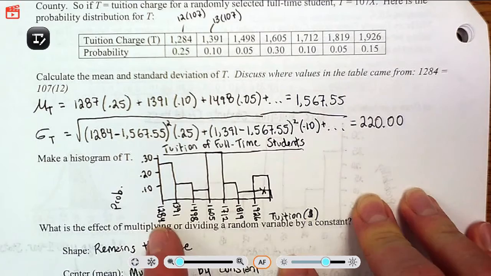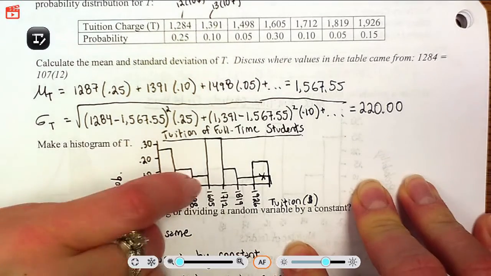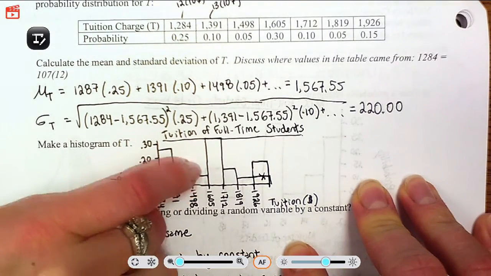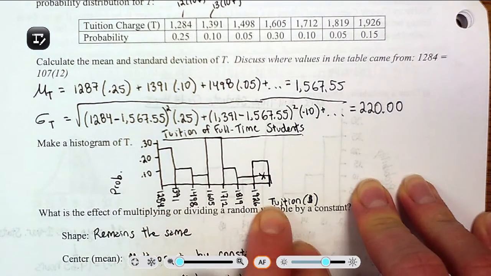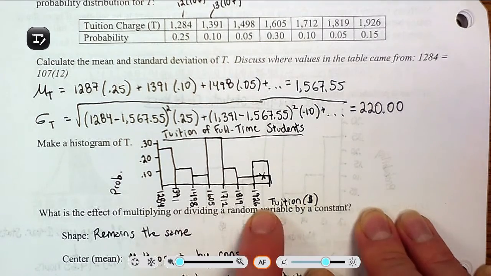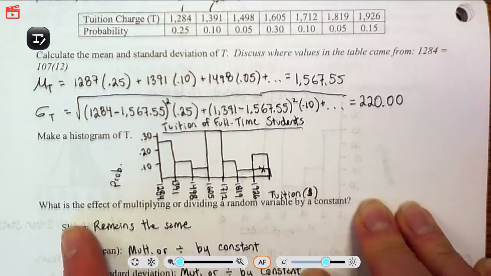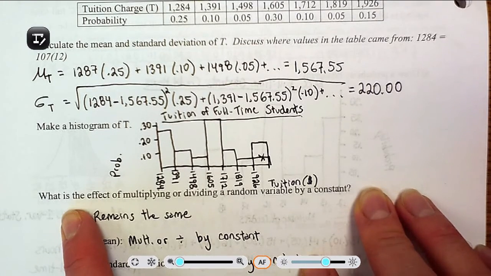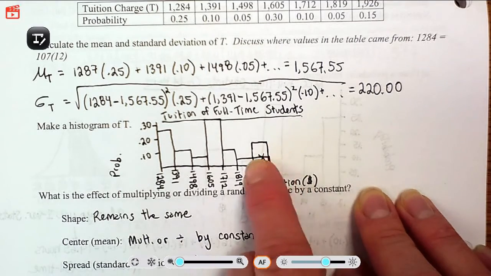So here is my histogram of T, not of the mean or standard deviation. The mean is somewhere around here, 15.67, okay? And there we see 12, 13, 14, 15, 16, 17, 18, and $19,000. Sorry about that last one there. For tuition, what is the effect? Oh yeah, that's right. That last one belongs there. I just had the wrong height.